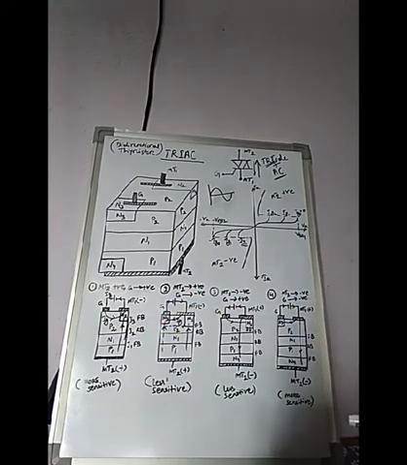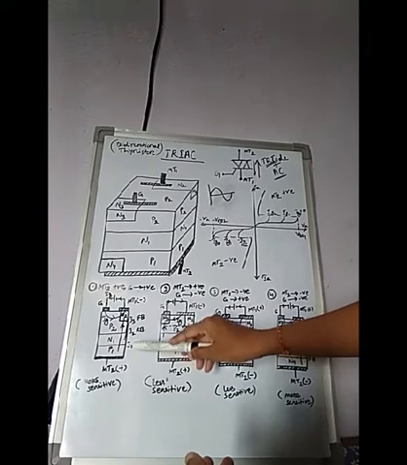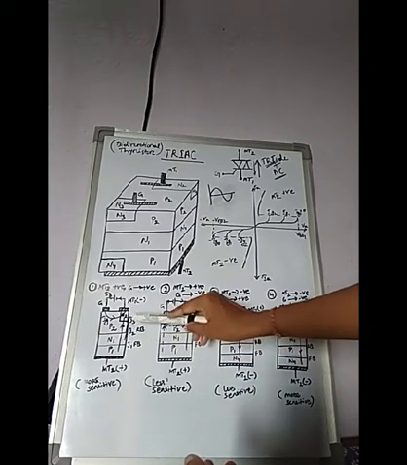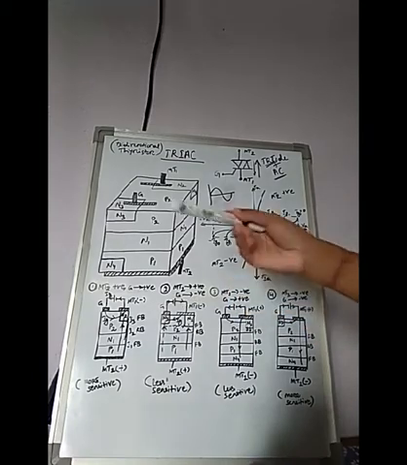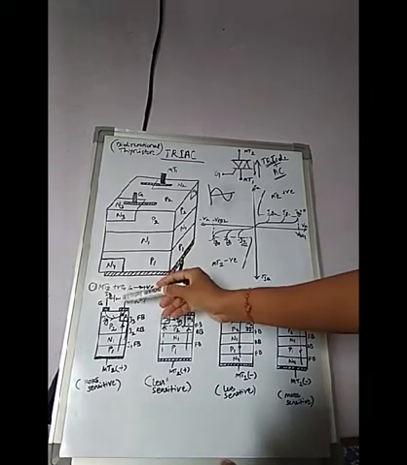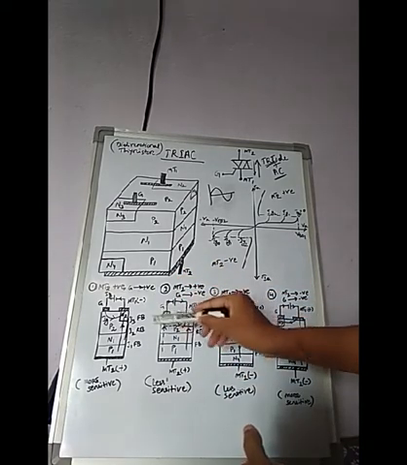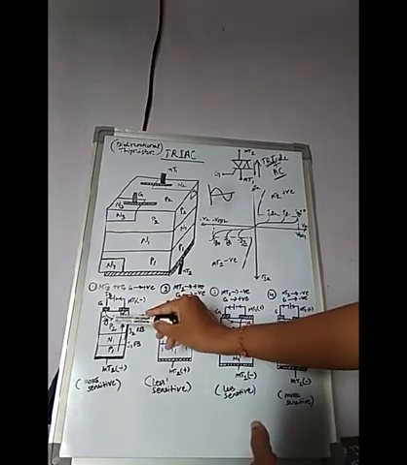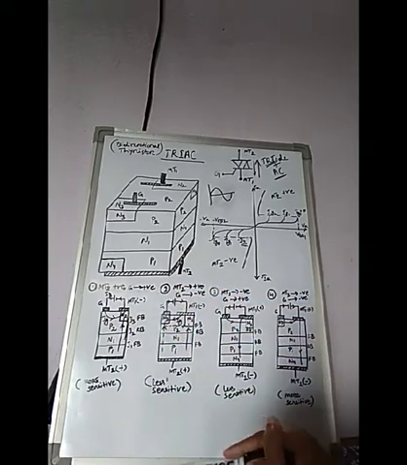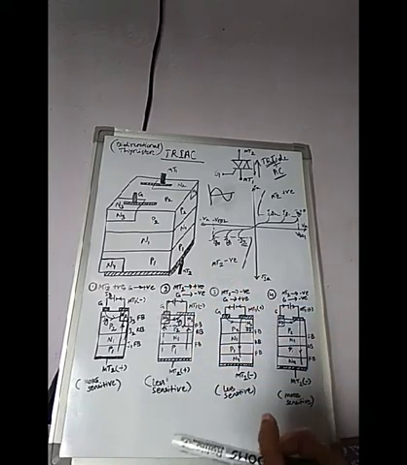Okay, so when MT2 is positive with respect to MT1, junction P1 N1 and junction P2 N2 are forward biased, but junction N1 P2 is reverse biased. When the gate terminal is positive with respect to MT1, gate current flows through the P2 N2 junction. This is the path of gate current, and these arrow marks represent its direction.